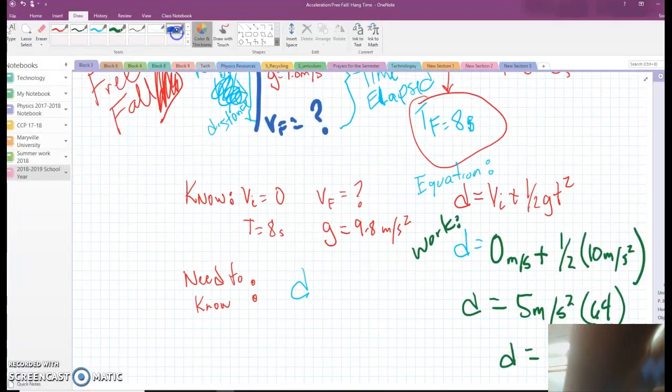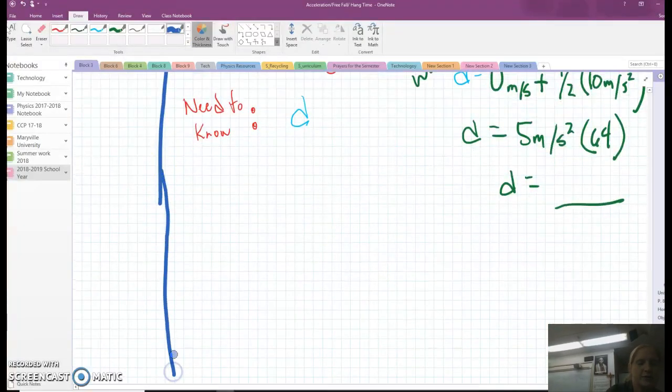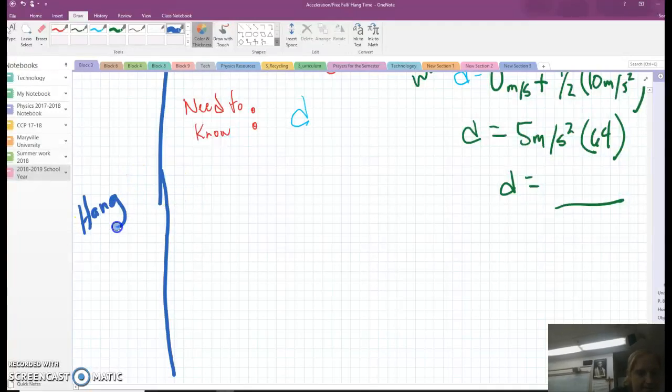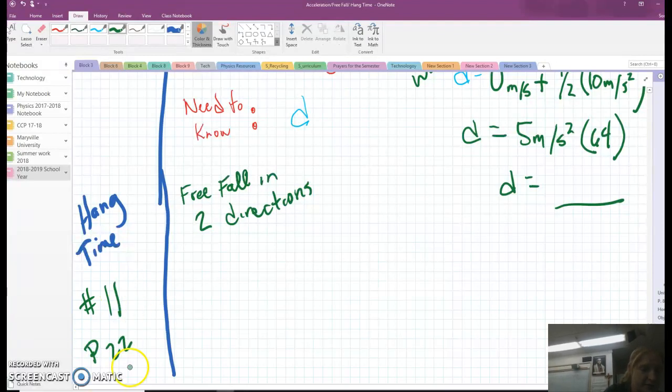Okay, well, what about this hang time nonsense? I told both classes that hang time is free fall in 2 directions. In 2 directions. So I'm going to do the ballerina problem. This is number 11 on page 22 of the Take Back packet.